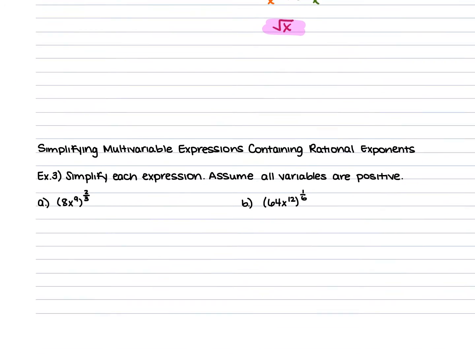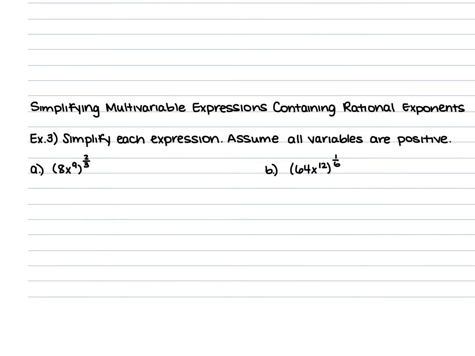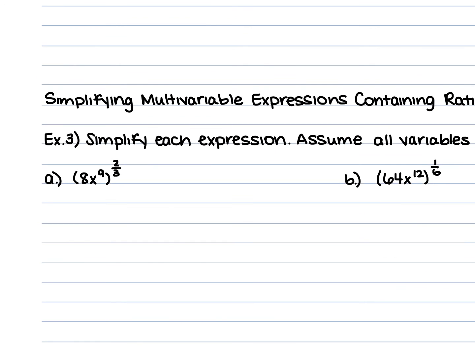For our next part, we're just simplifying these expressions and assuming all variables are positive. For example A, we have 8x to the 9th power, all raised to the 2/3 power. This power of 2/3 is telling us to take the cube root of 8x to the 9th power, all raised to the 2nd power.